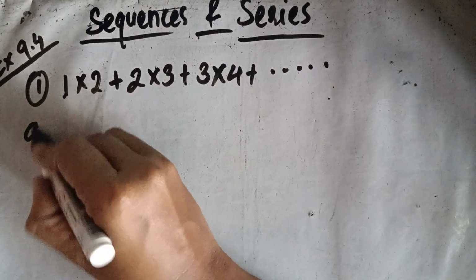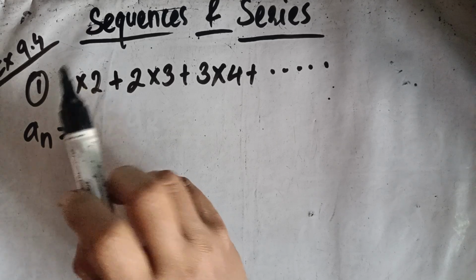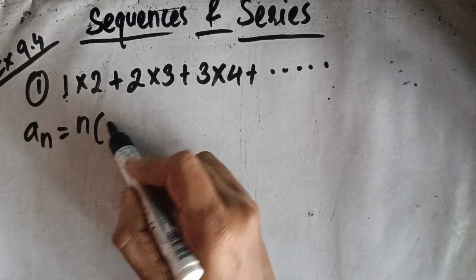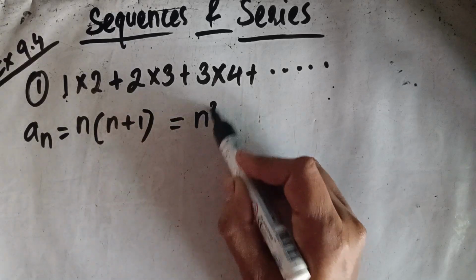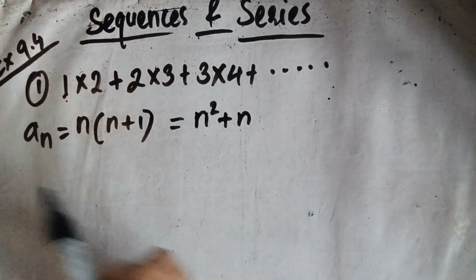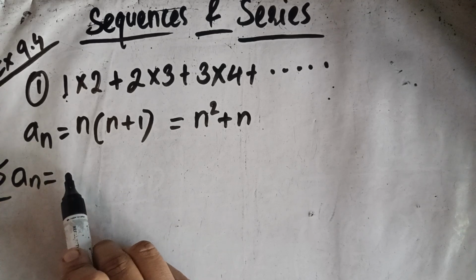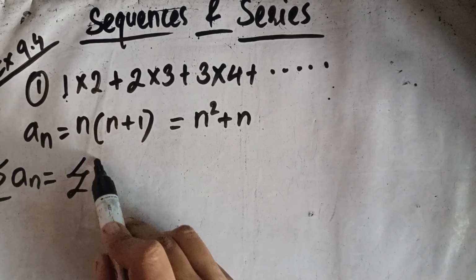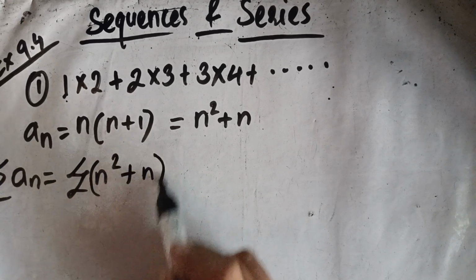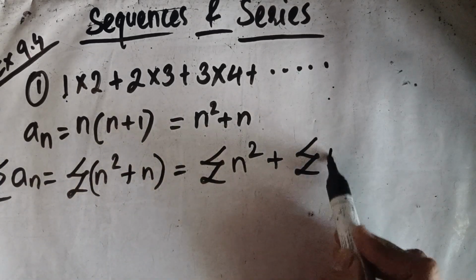So how is an written here? If you take 1 as n, then 2 will be n plus 1, right? So your an is n into n plus 1. So this is n square plus n. Now the series, that is the sum, you get summation of n square plus n. You can distribute this: summation n square plus summation n.